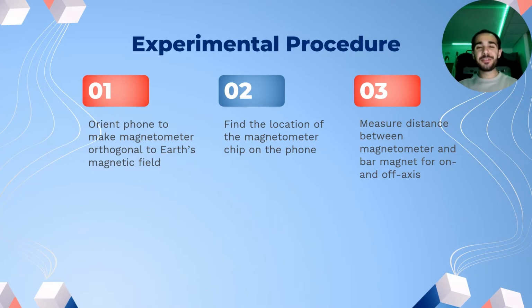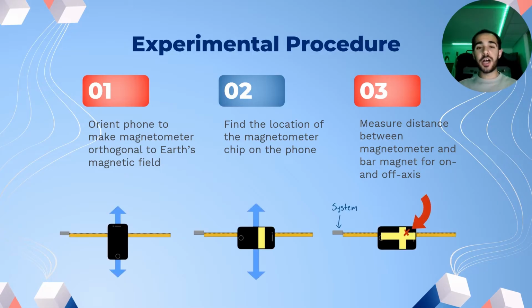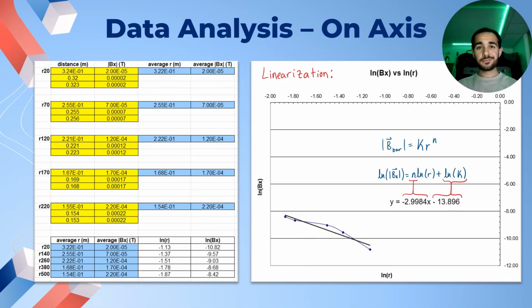Anyway, next we will need to find the location of the magnetometer chip on the phone by following these diagrams. Lastly, we will measure the distance between the magnetometer and the bar magnet for the on and off axis scenarios. And of course, for this lab, our system will be the bar magnet and the surroundings will be everything else.